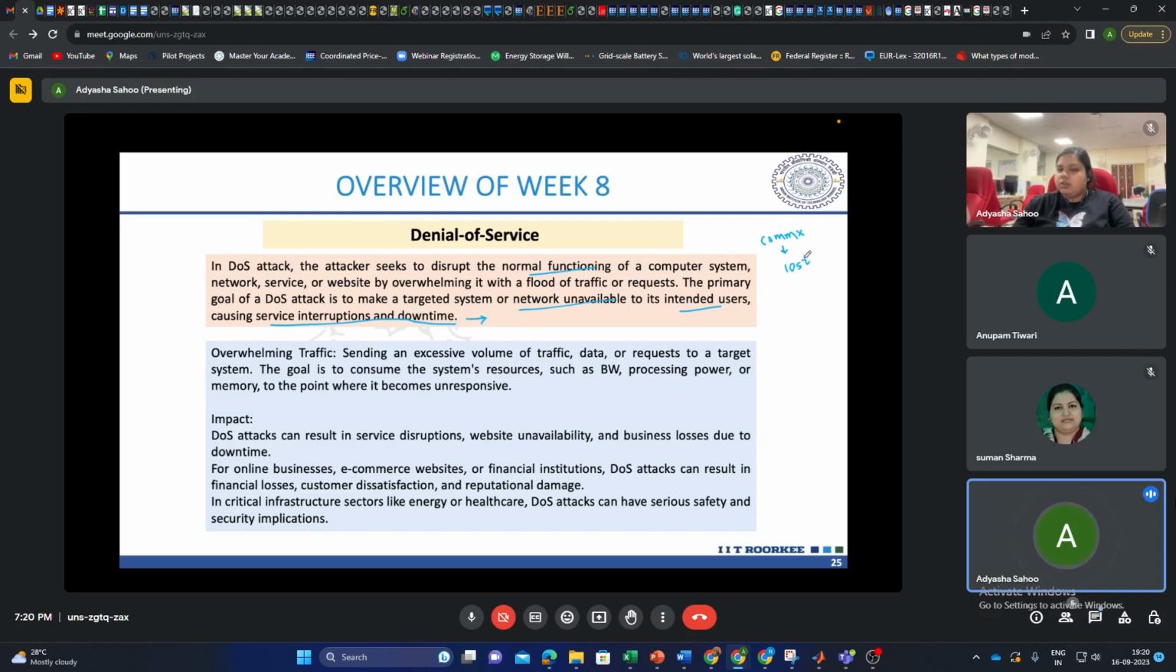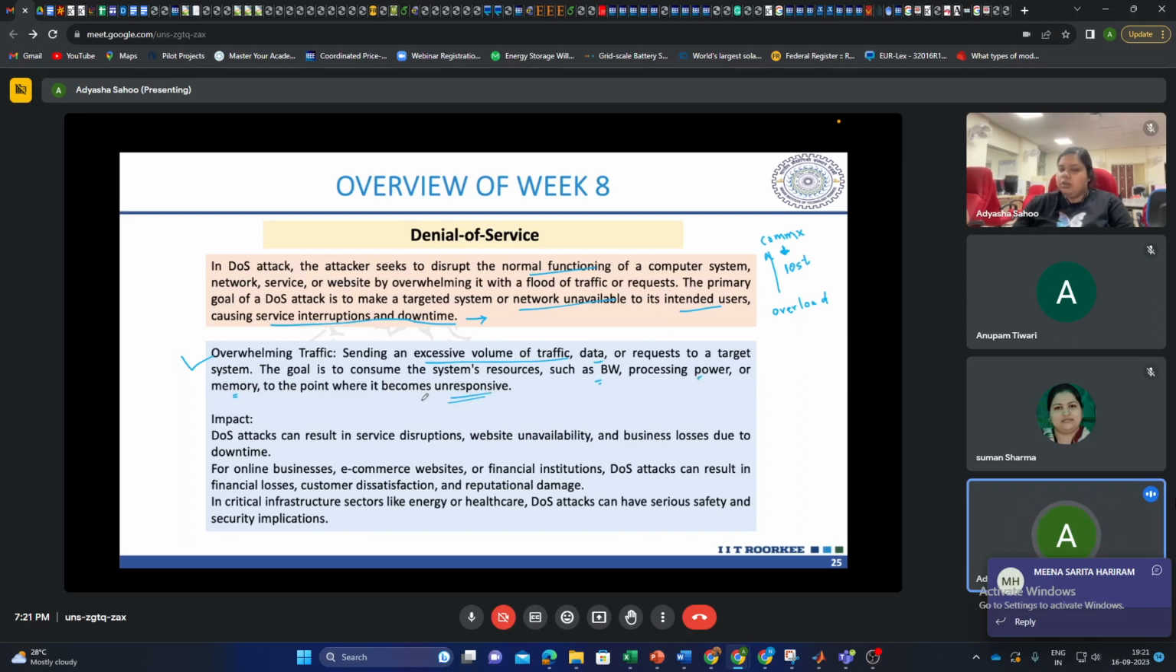and this is done by injecting the communication network with information overload. Basically, we can say they will overload the communication network so that in turn the communication network is completely disrupted or lost. So this is basically overwhelming traffic. They will send excessive volume of traffic, data, requests, and all, so that the system resources such as its bandwidth, processing power and memory reach such a point that it can no longer function.